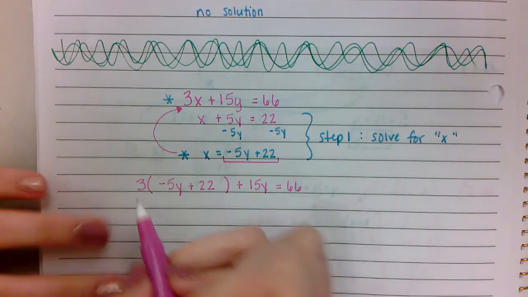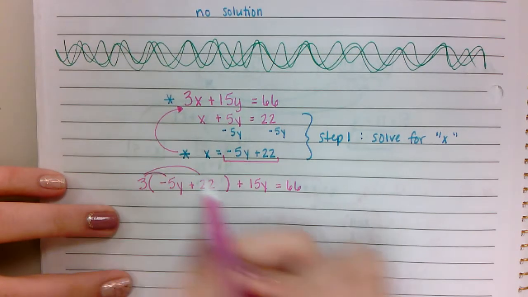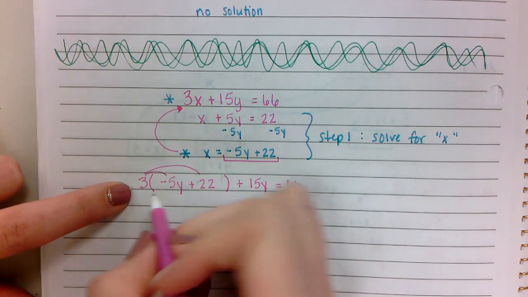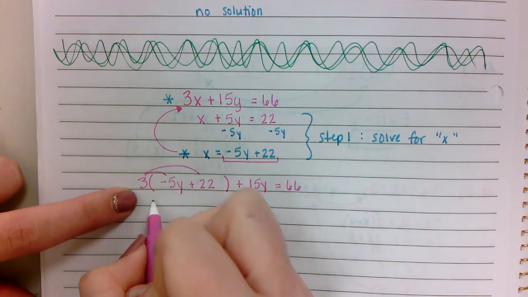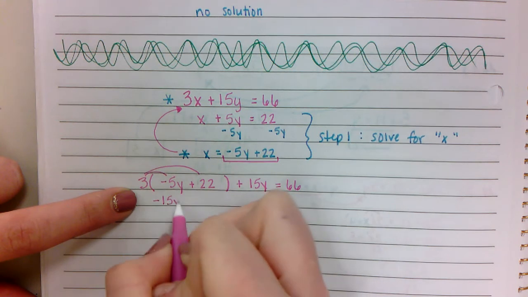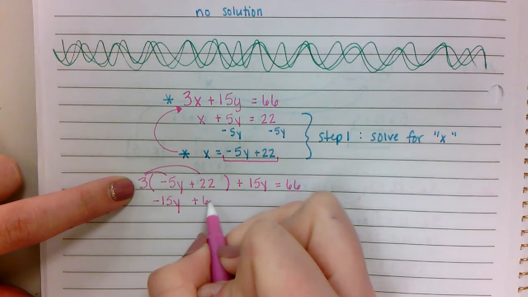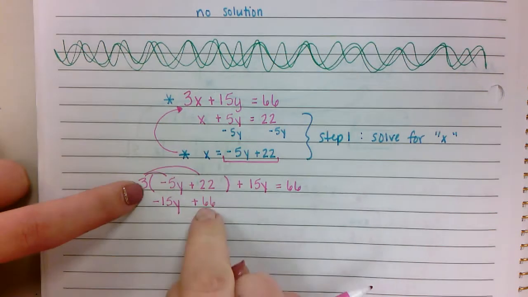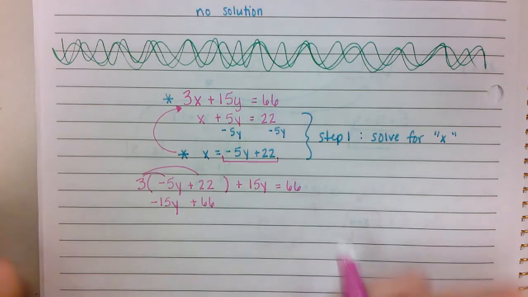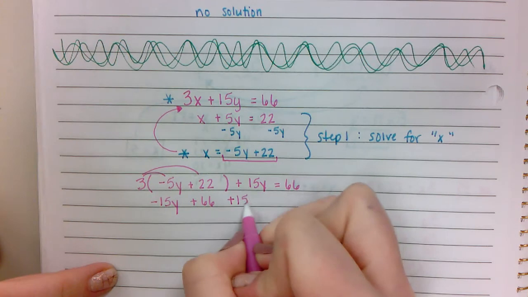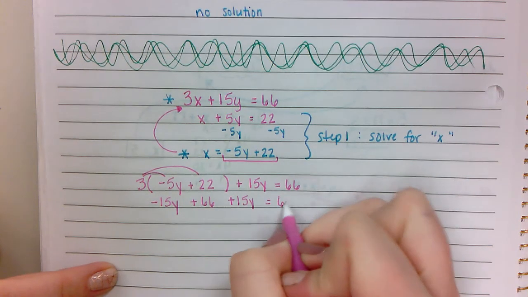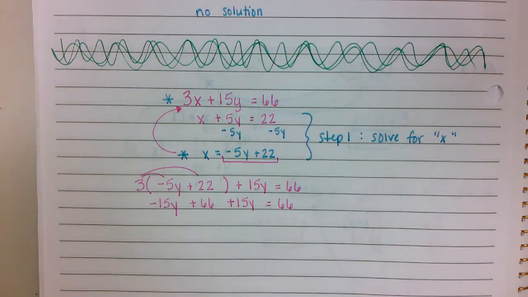And then I'm going to solve. So I know I need to distribute right here and here. So 3 times negative 5y, well, 3 times negative 5 is negative 15, and bring down your y. Well, 3 times positive 22 is positive 66, right? 3 times 2 is 6. Bring down the 15y, bring down the equals, and bring down the 66.